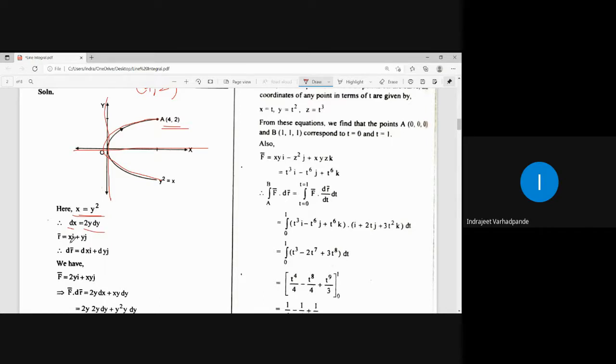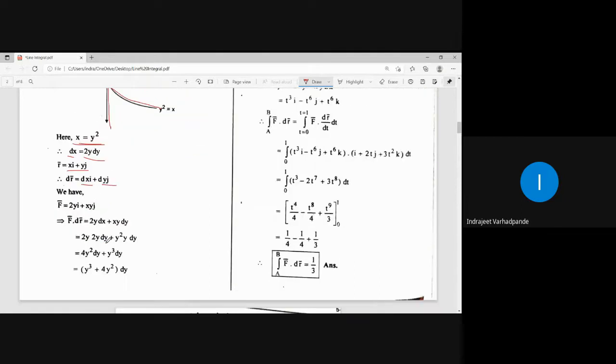R bar is a position vector xi plus yj. Dr bar is dxi plus dyj. So we have f bar as 2yi plus xyj. What will be f bar dot dr bar? Taking the dot product of the two, i dot i is 1, j dot j is 1. So it will be 2y dx plus xy dy. Right?